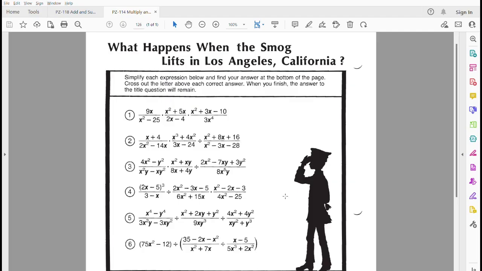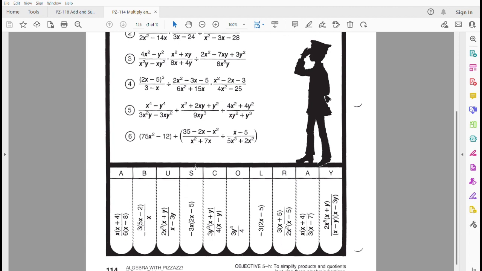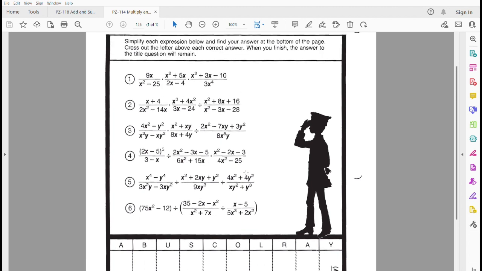For our extra practice puzzle, we are trying to solve the riddle, what happens when the smog lifts in Los Angeles, California? To do this, we need to simplify these expressions, which are some combination of multiplication and division of rational expressions. And once we figure out the correct answer, we need to find that down below here and cross off the letter that's above it. And then whatever's left over, when we're done with all 6 of these, we'll spell out the answer to our riddle. So let's give it a shot.